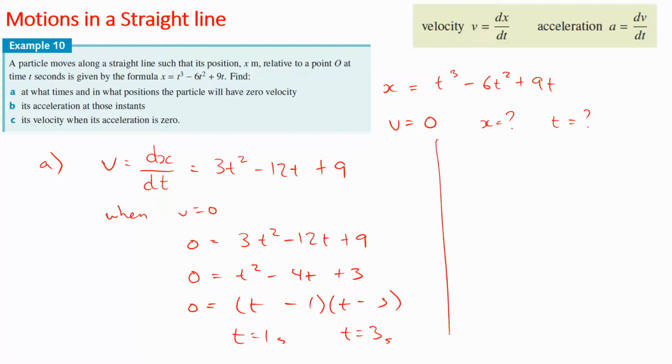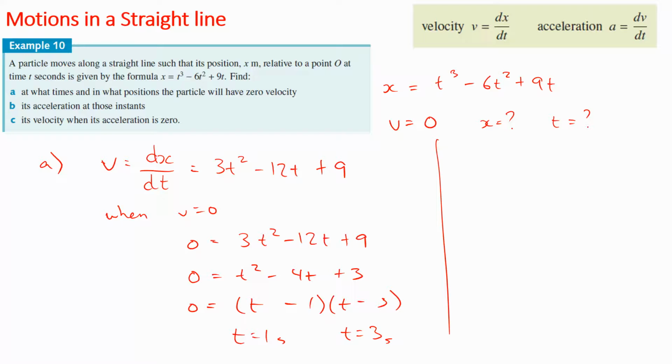Now what I want you to understand is, what does this mean? One thing I've taught you is method, but you have to question what this means in relation to the question. The question says a particle is moving in a straight line. What does it mean when we say velocity 0? It just means you've stopped. That's the only time you're going to have 0 velocity. So that means at 1 second the particle stopped, and at 3 seconds the particle stopped.